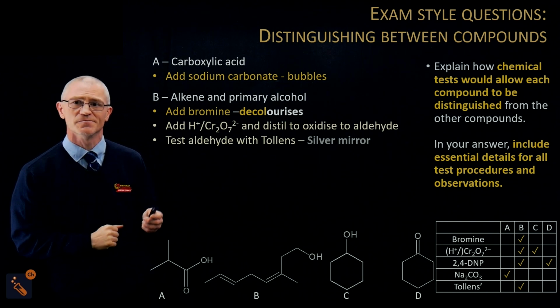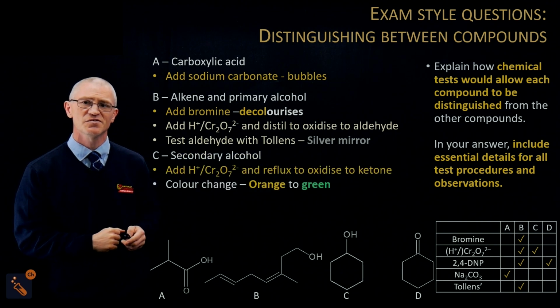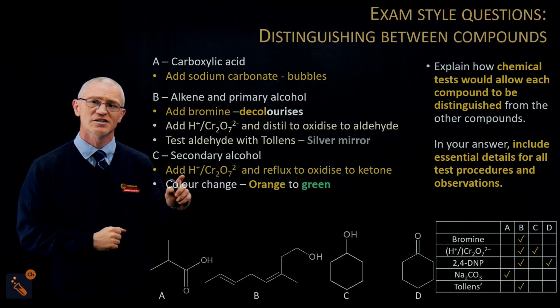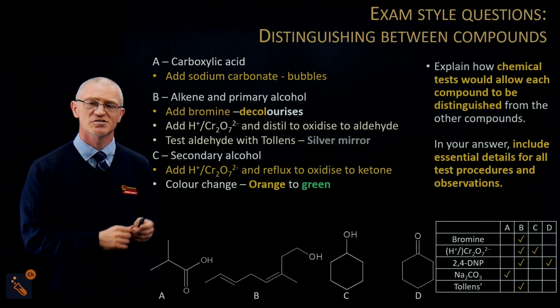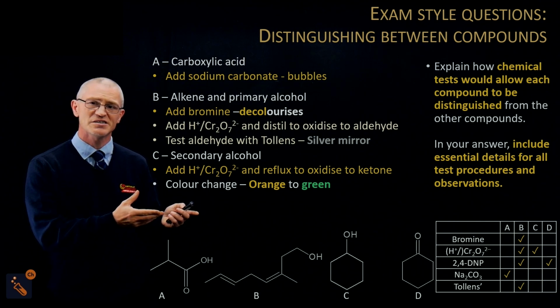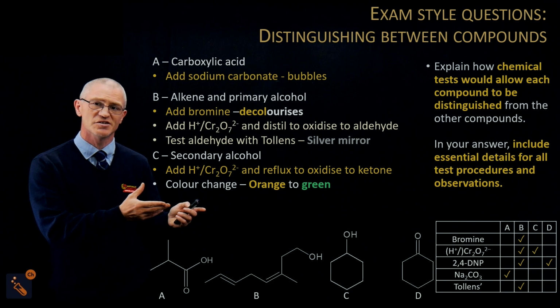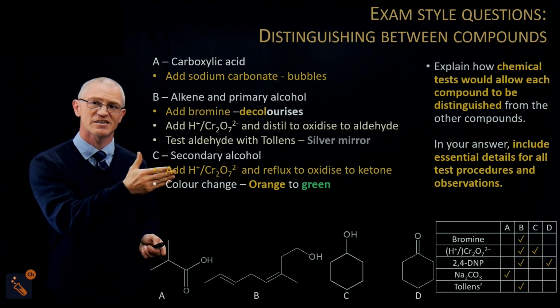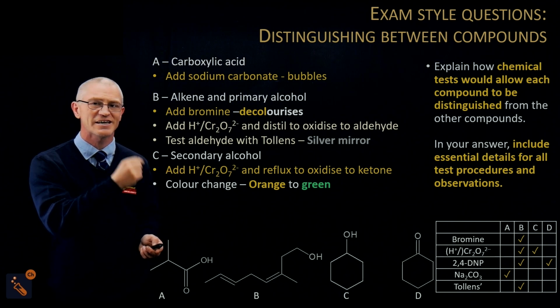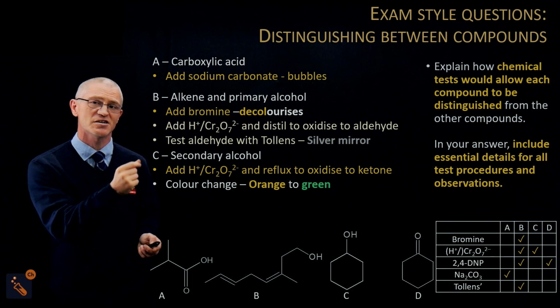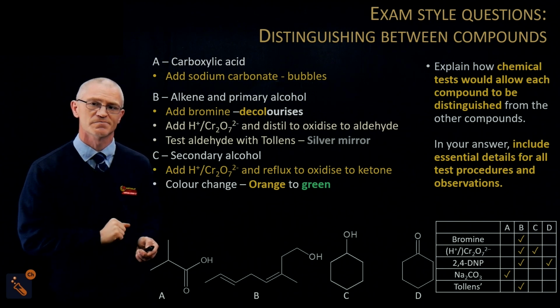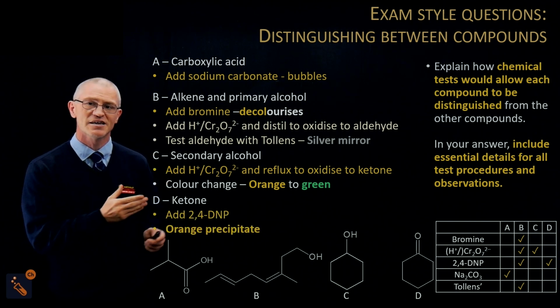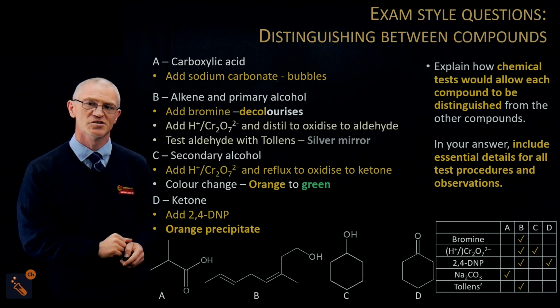Okay, so if we go for the third one, that's a secondary alcohol, and if you add acidified potassium dichromate, it will oxidize to the ketone. And so basically, it will go orange to green, and if we don't have to do this second test, we can use bromine for this. That means we can use acidified potassium dichromate for this. Again, it depends on what we're being asked. If you're just asked to distinguish, that works. And then for D, we have a ketone, and you add 2,4-DNP, and you'll get an orange precipitate.